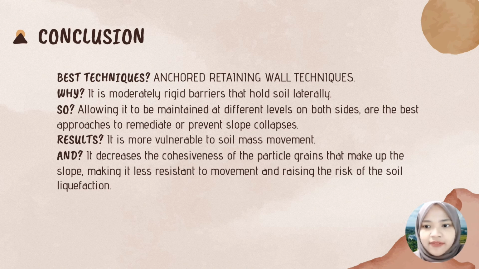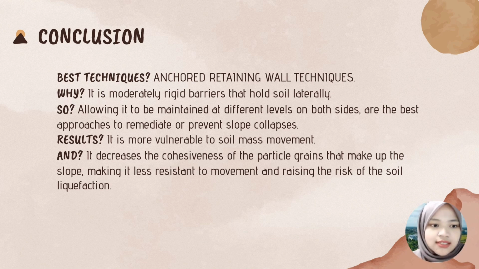Based on the factors that cause slope failure at Bukit Antara Bangsa, the best techniques to remediate or prevent slope failures are anchor retaining wall techniques, which are moderately rigid barriers that hold soil laterally, allowing it to be maintained at different levels on both sides, and are the best approaches to remediate or prevent slope collapse.